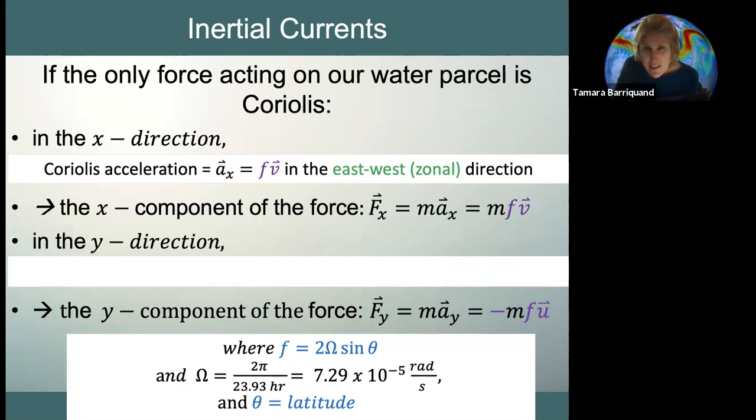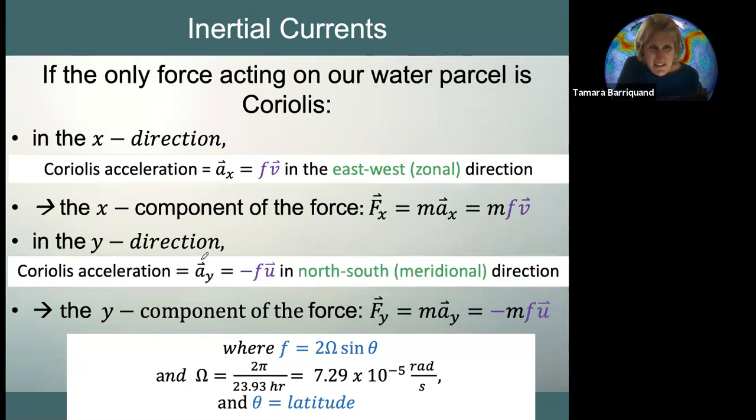And then in the y direction, we'll have the Coriolis acceleration in the y direction. That's equal to negative f times u. And that's in the north-south, or meridional direction. Again, that's the y direction here. And so the y component of the force will be F sub y equals mass times the acceleration in y, which will be equal to negative m f times u.